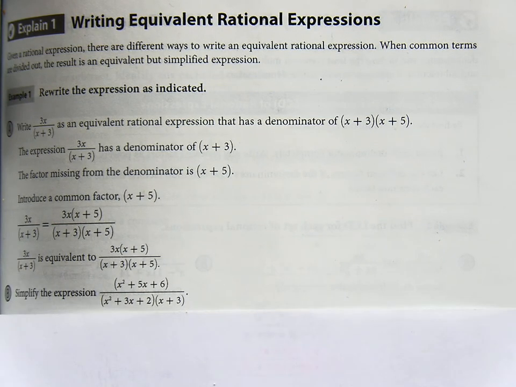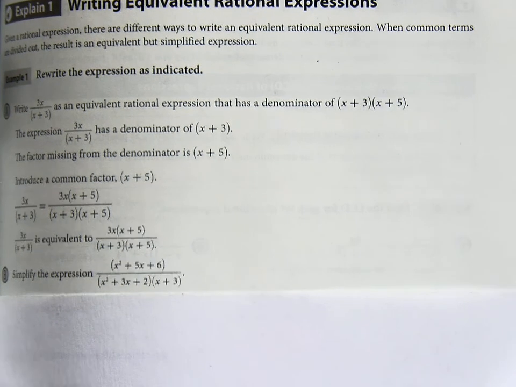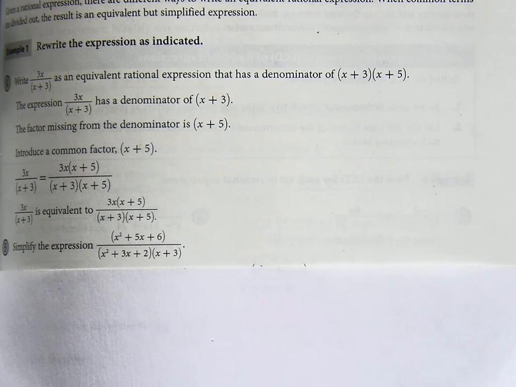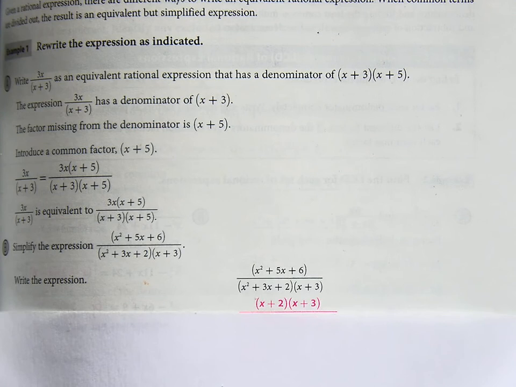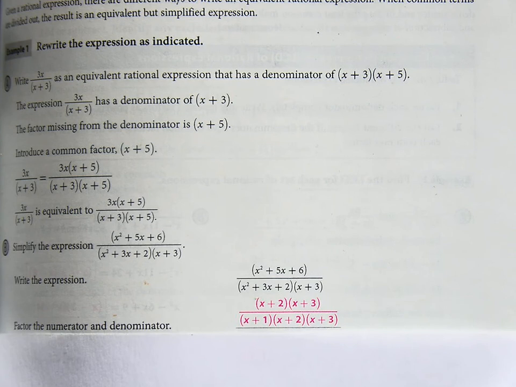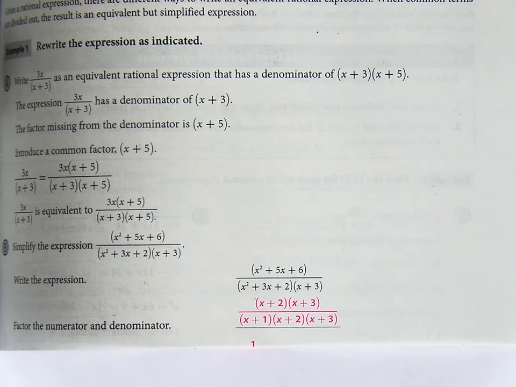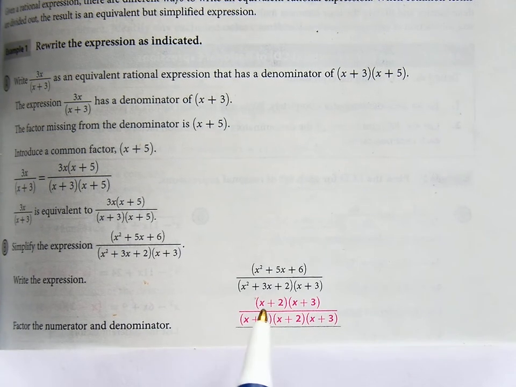Now simplify the expression. So here is going to be a reverse. We're going to start simplifying our numerator and our denominator. So first factor it, and then start looking for things that can simplify out.